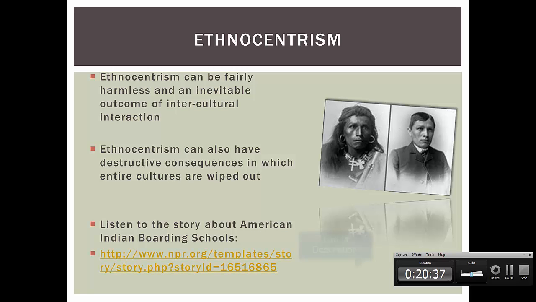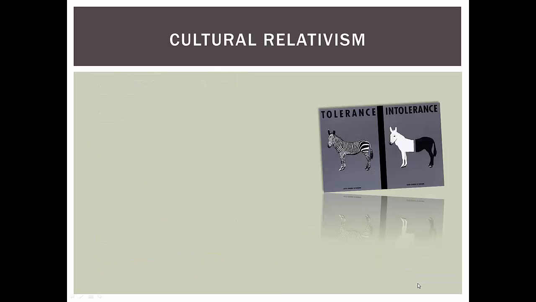were put into American boarding schools. Their names changed, their culture stripped. They were put into more European looking clothes, given different European names, and taught customs and taught to forget their language and their culture. So the opposite of ethnocentrism is cultural relativism.